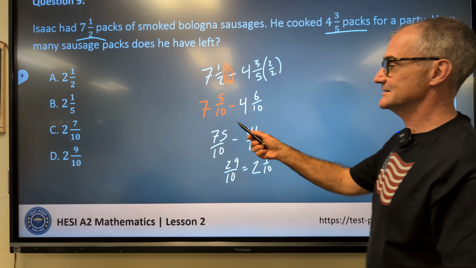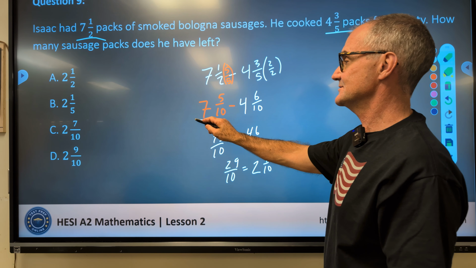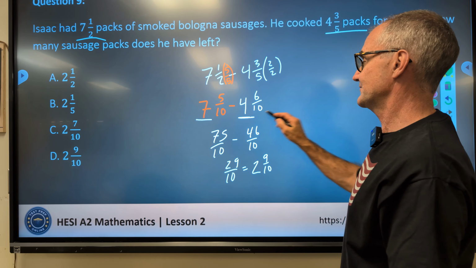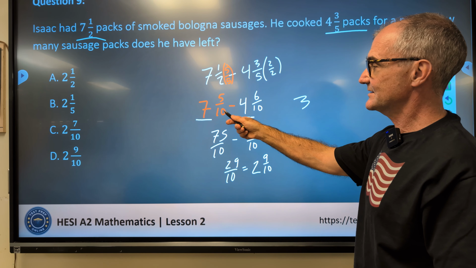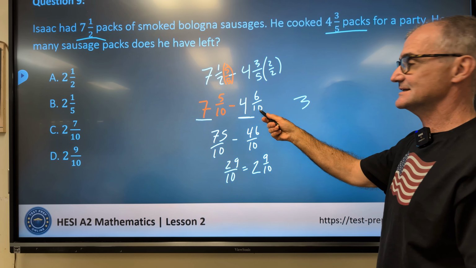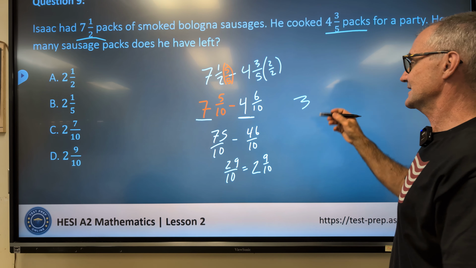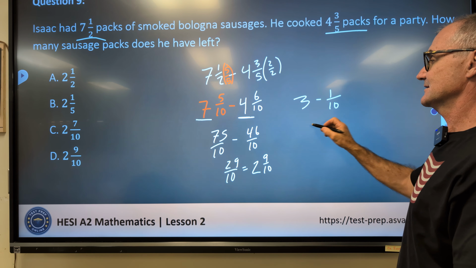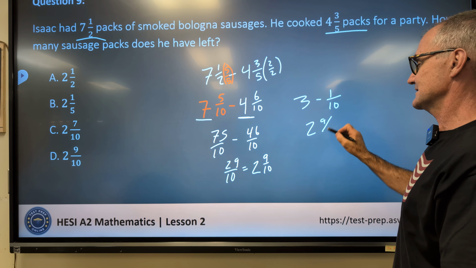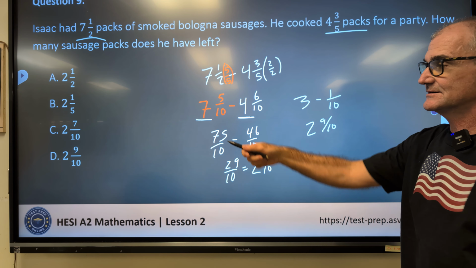The other way I could do it is I could just look at my integers and do 7 minus 4. That's going to give me a 3. 5/10 minus 6/10 is negative 1/10. So I have to do 3 minus that 1/10, which is going to give me 2 9/10. Same answer, answer D.